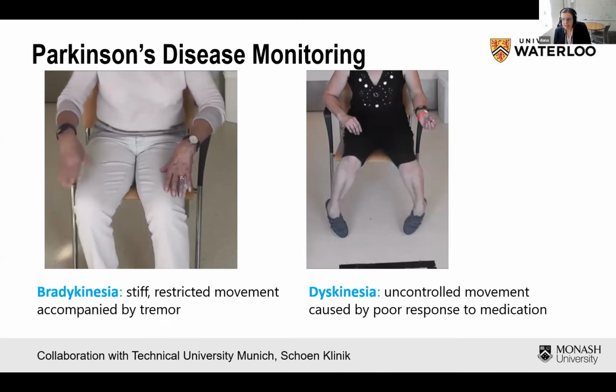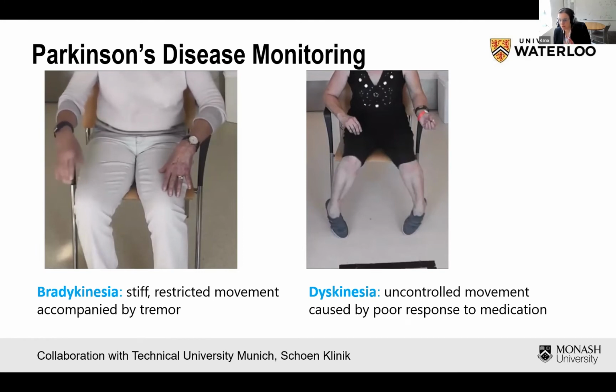Parkinson's disease is a progressive neurological disorder that results in motor disturbances. It generates these characteristic symptoms that you can see in this video, and this is known as bradykinesia. So you have stiff, restricted movement that may be accompanied by this characteristic PD tremor.